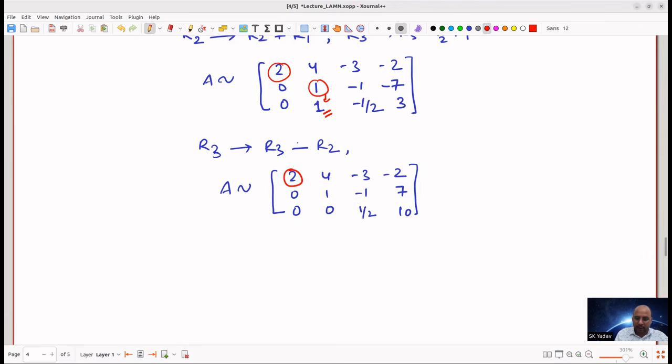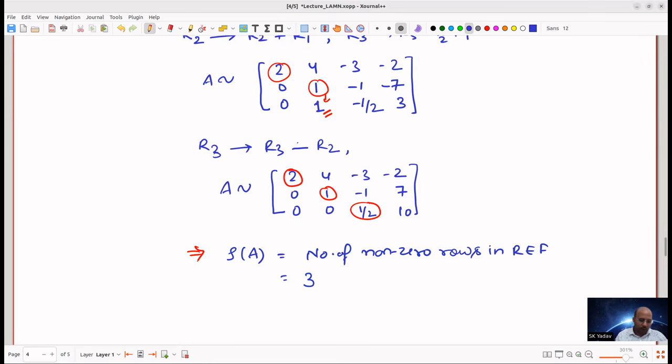So there is a first leading element, second leading element, and third leading element. There is no zero row, so that condition is automatically fulfilled. This implies you can write the rank of the matrix. Rank of matrix A is equal to the number of non-zero rows in REF. This we have to write always, which is 3. So rank of matrix A is 3.